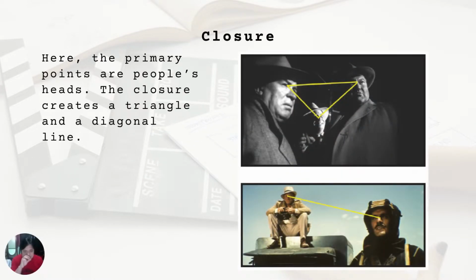Here, the primary points are the people's heads. The closure creates a triangle in the upper image and a diagonal line in the lower image. So, the lines are not really there, okay? But because of the points, we can create shapes or lines depending on how we place them.